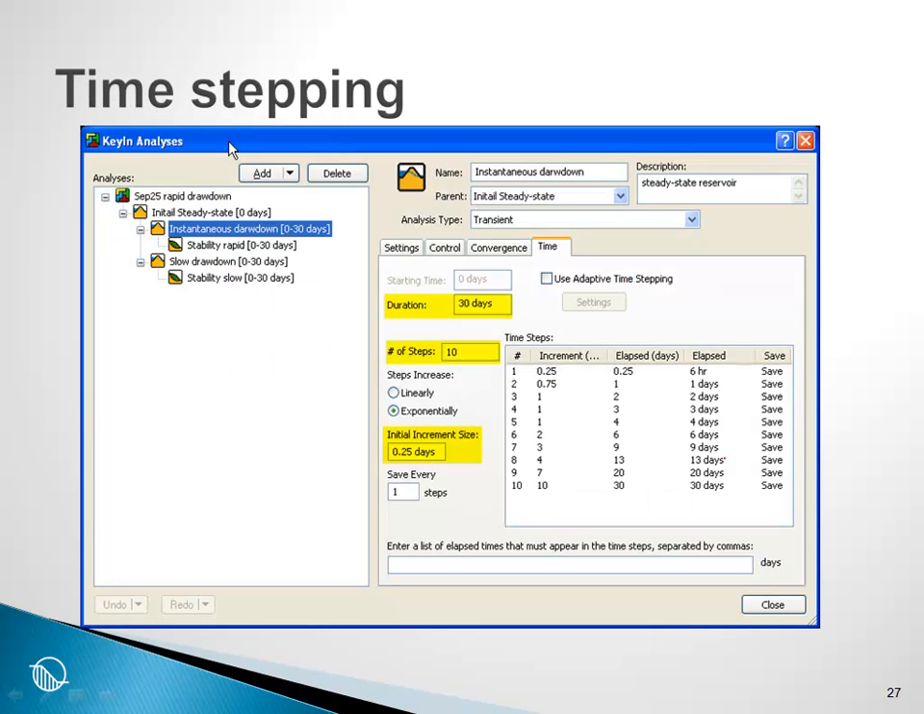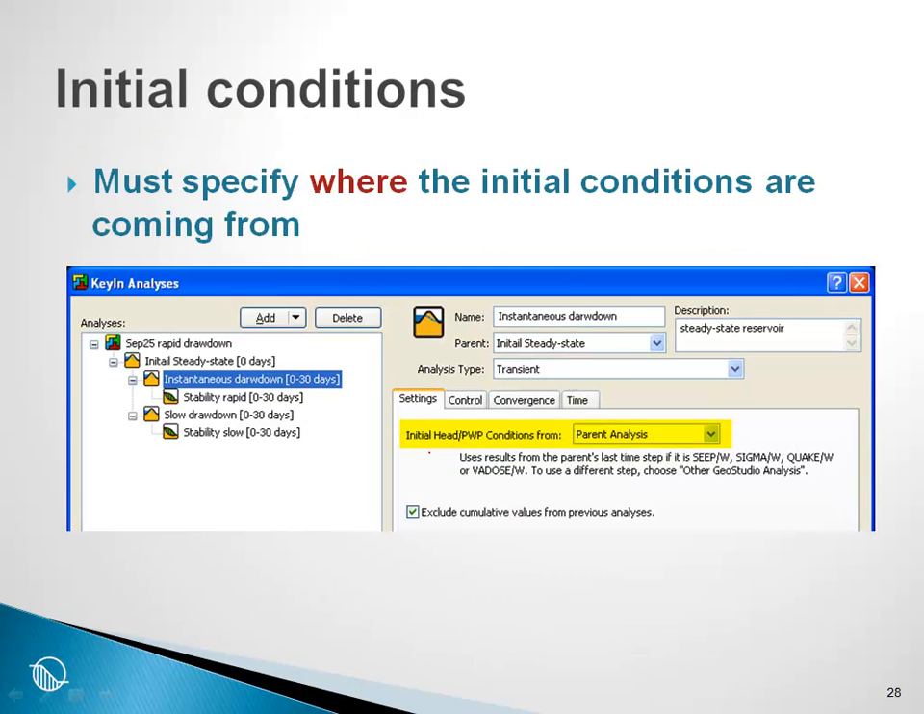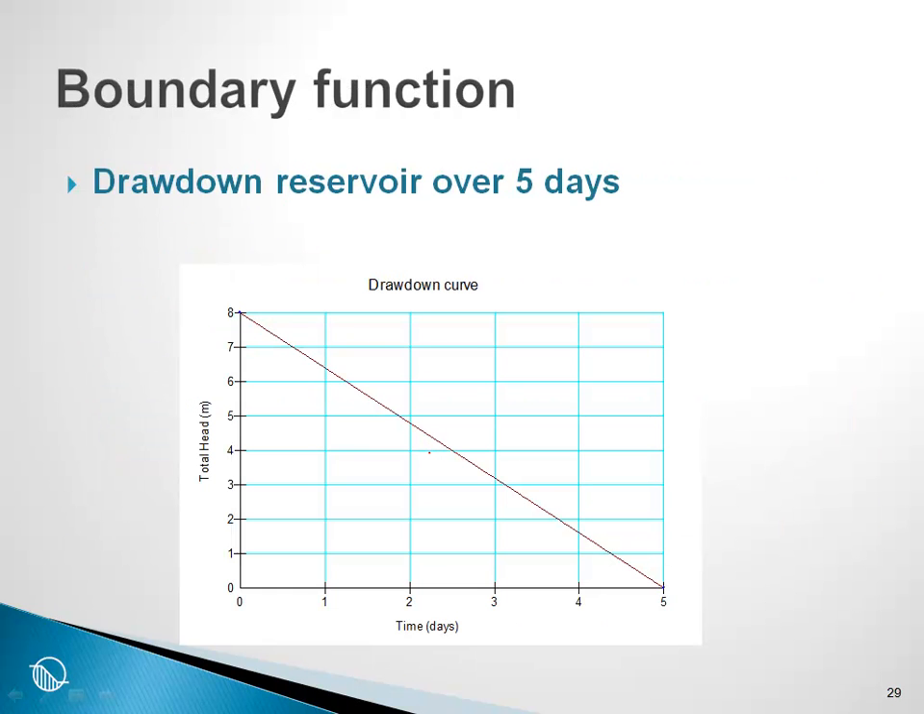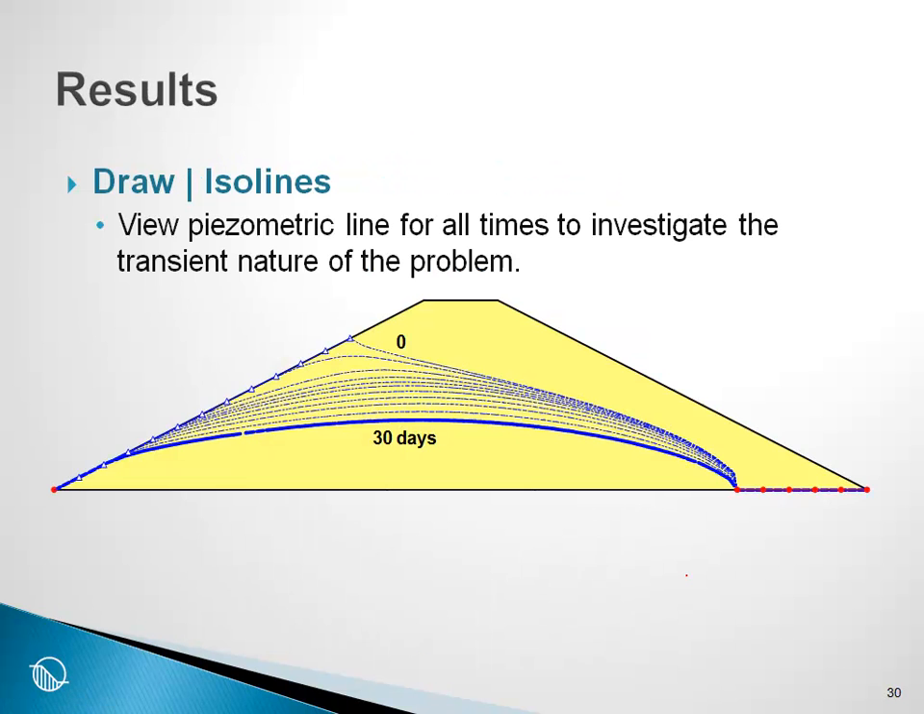And for illustrative purposes, we are going to do a transient analysis for 30 days. And we are going to have a time step sequence that's exponential, with a total of 10 time steps, and the first time step is going to be a quarter of a day. We will demonstrate how the transient analysis gets its initial conditions from a previous analysis. And then here is our boundary function that we are going to create, how the reservoir is drawn down from 8 meters down to 0 meters over a period of 5 days. And then finally, we'll take a look at the change in the contour of zero pore water pressure with time.